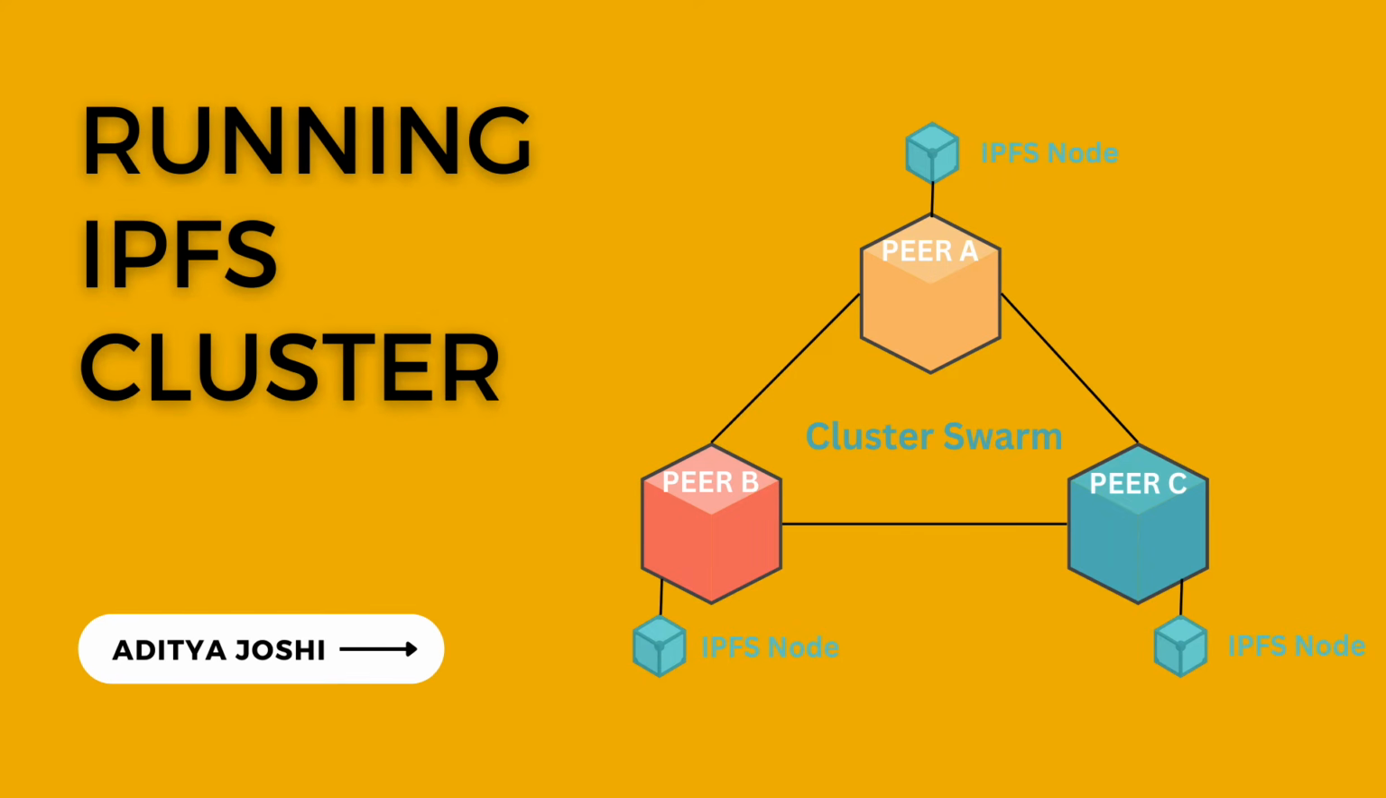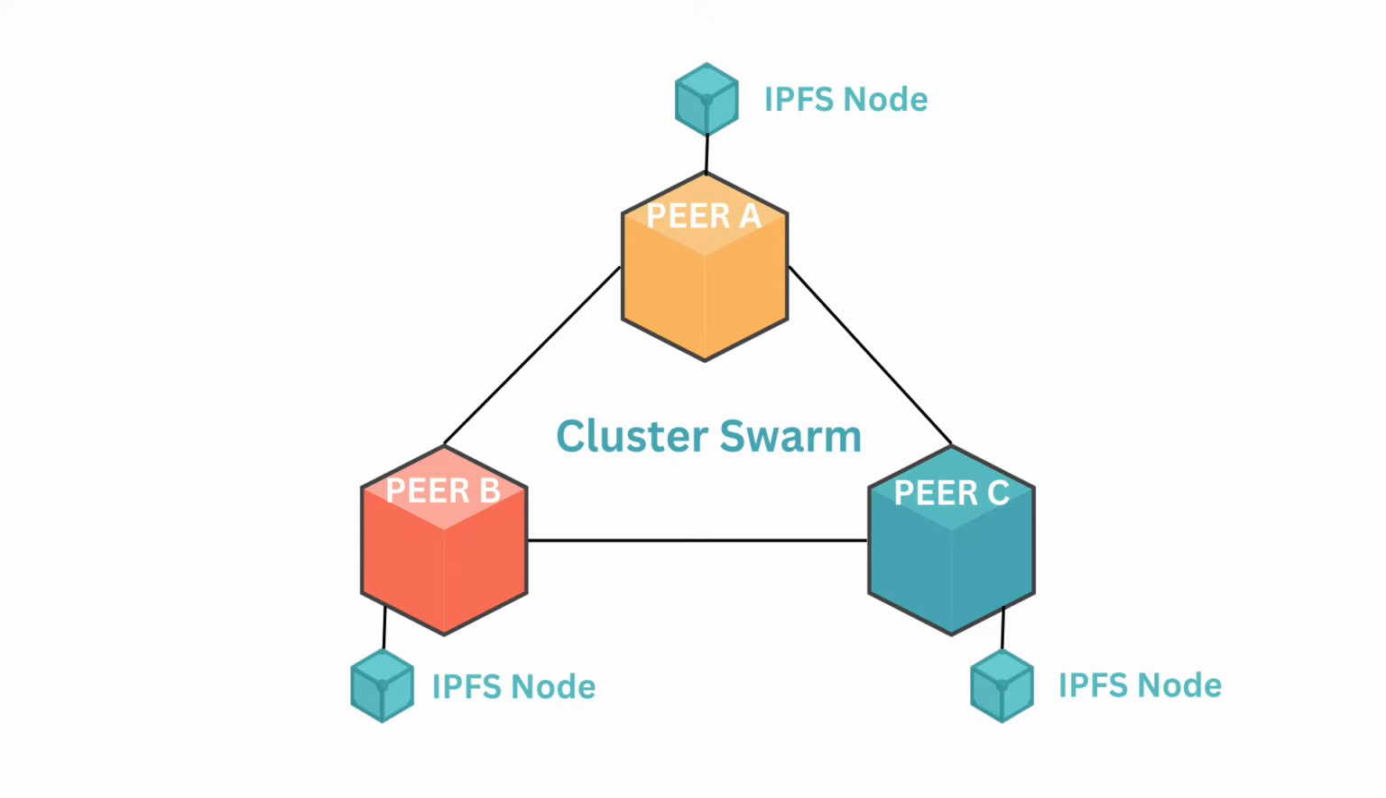My name is Aditya and on this channel I talk about Kubernetes, blockchain and software in general. And in today's video we are going to set up IPFS in the cluster mode. We will be setting up a 3-node IPFS cluster where we will be having 3 IPFS nodes running in cluster mode and they will be replicating the data among themselves. So this will be the private cluster where the data will be retained within those cluster nodes.